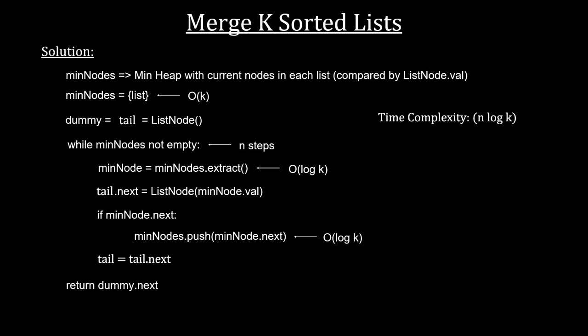But the extra space complexity will be different than in the previous solution. Now we use a min heap, which stores at most k nodes at a time, so the extra space used is big O of k.